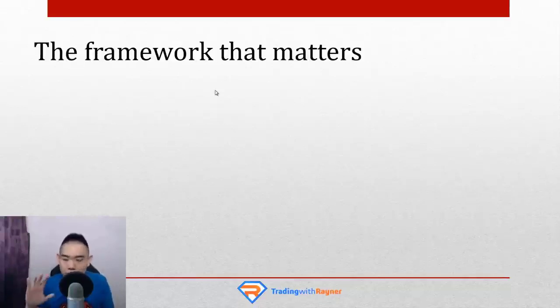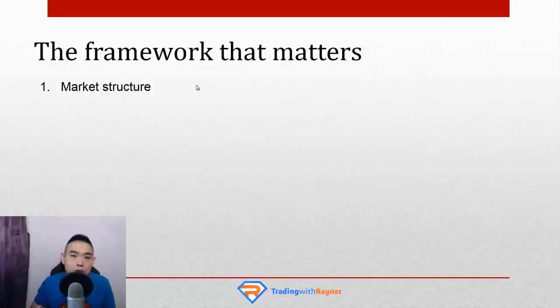There are only 4 parts to it. Very simple, but I'm going to dive deep into each and every single part. Number one, market structure. This is in essence trying to find out what the current market condition is so you know what to do. For example, if the market condition is in an uptrend, then you look for buying opportunities. If the market condition is in a downtrend, then you look for selling opportunities. So don't worry, I'll dive deep into this aspect later on.